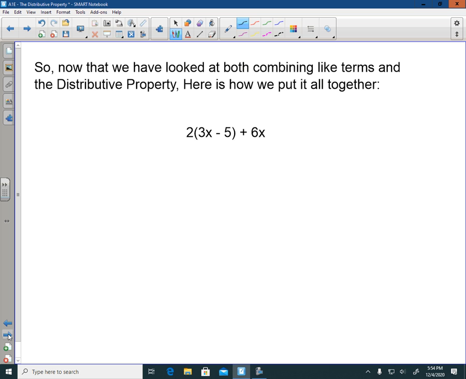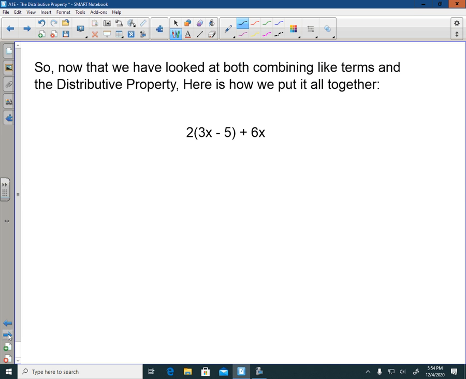So let's dig into that a little bit more. Now that we've looked at both combining like terms and distributive property, we're going to put it all together again. So we have something a little bit shorter than the last question. 2 times the quantity 3x minus 5 plus 6x. Remember, the order of operations tells us to tackle those parentheses first.